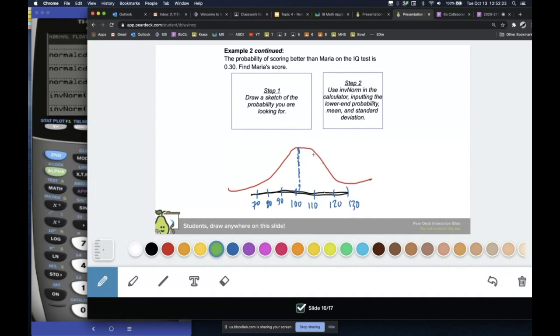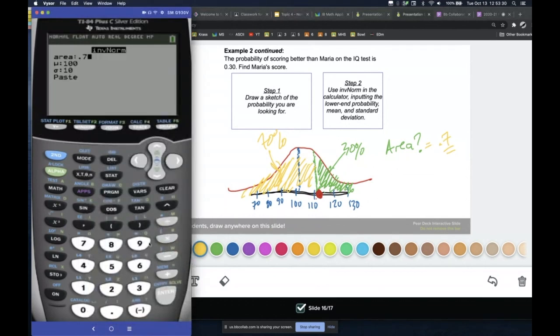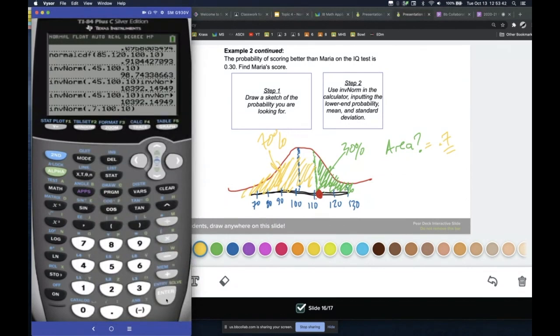Put it somewhere like right here. We don't know that yet. This doesn't have to be accurate. So this is supposed to be 30%. Then what will we put in for our area? If we want to find this value here, we have to find this always by using the left side. So if that's 30% on the right side, this is going to be 70%. That's what we use for area. And so when we type that in here, we'll say 0.7.